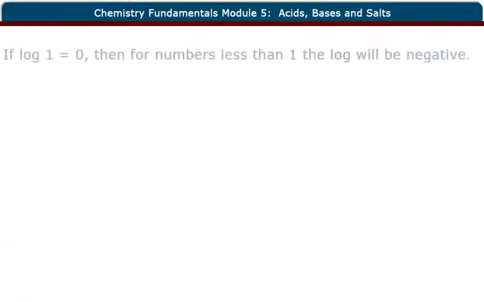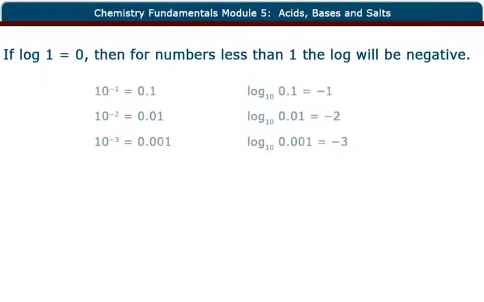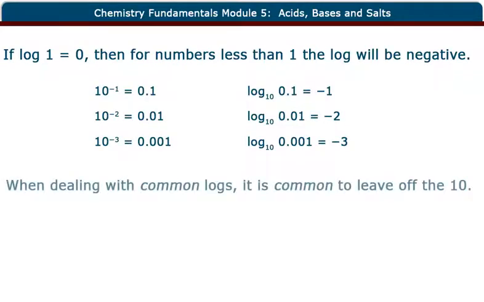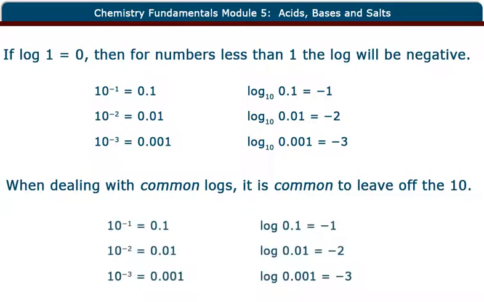If log 1 equals 0, then for numbers less than 1, the log will be negative. When dealing with common logs, it is common to leave off the 10. If there is no number where the base value should be, it is understood to be base 10, or a common log.